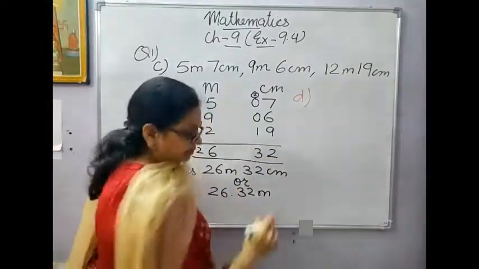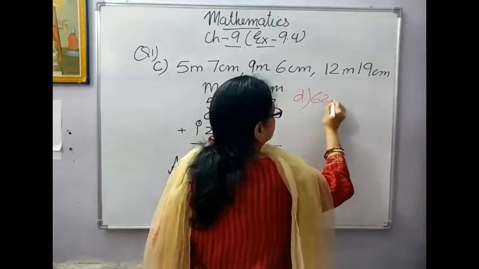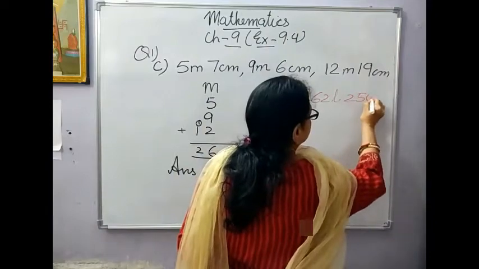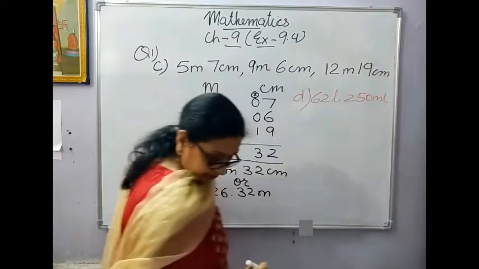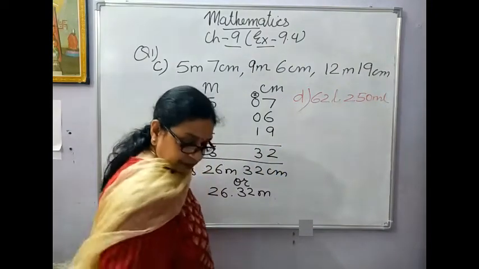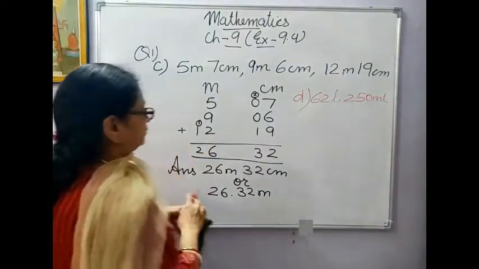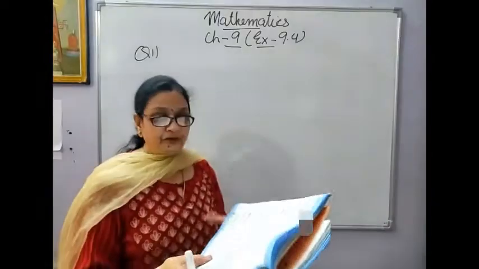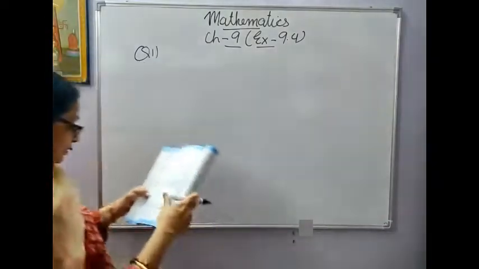It is 62 liters, 250 milliliters, and okay, it is a long sum, so I will rub it only. Same way you will be doing sum number D.